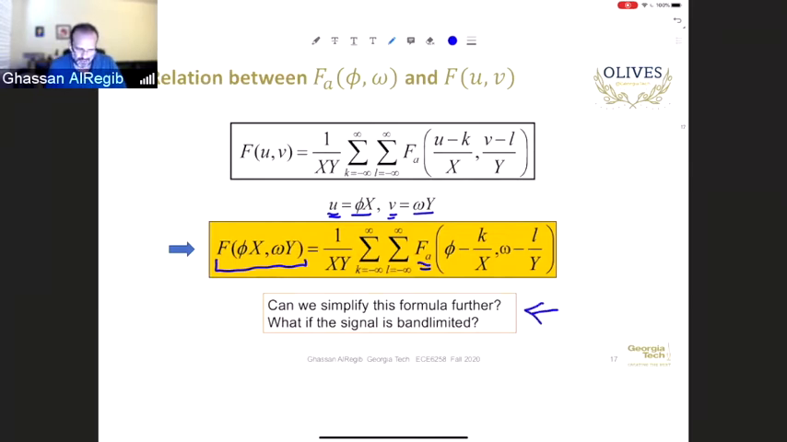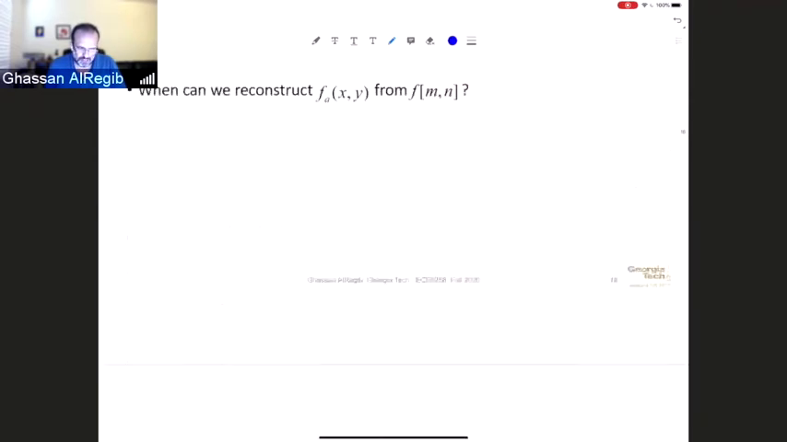So now the next thing we'd like to see is this relationship between F sub A and F in the case when our signal is band limited. Okay.